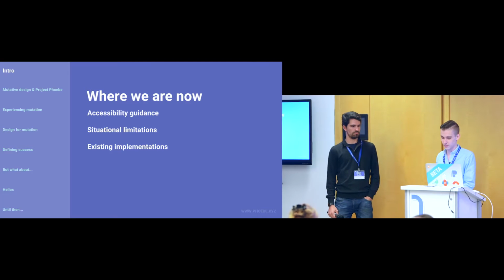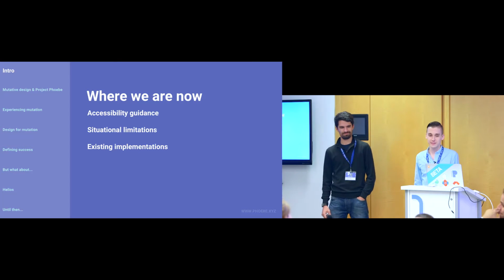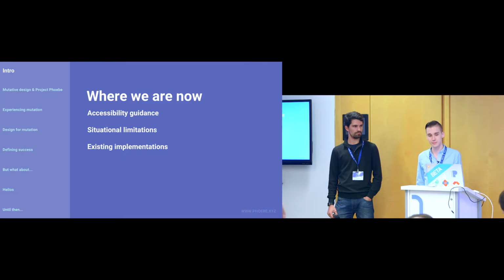One of the main applications that I can think of for mutative design is accessibility, because where we are now with that is there is some great accessibility guidance. And as we learned in the keynote today, there are great ways to make sure that you're building an experience that isn't just accessible, but inclusive from the very start. But unfortunately, existing implementations are too often only partially implemented, or accessibility is left behind entirely.